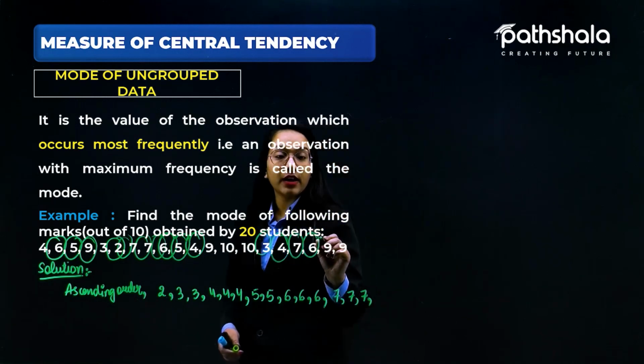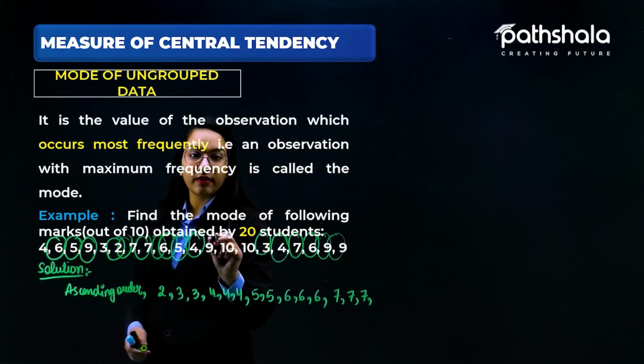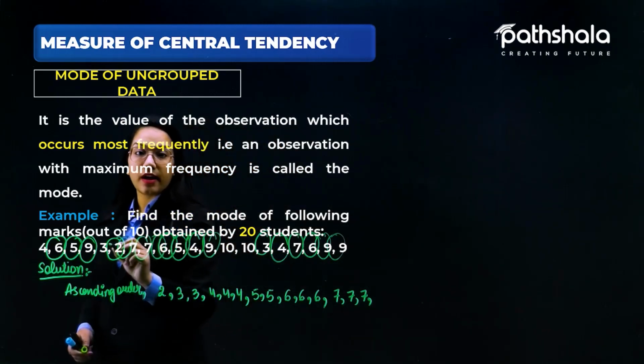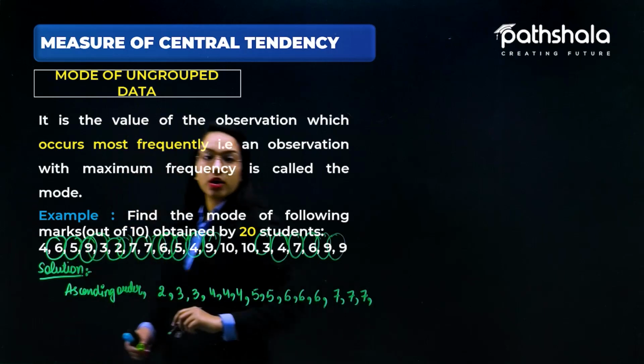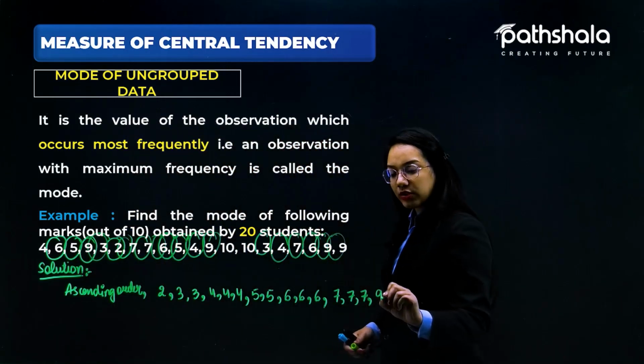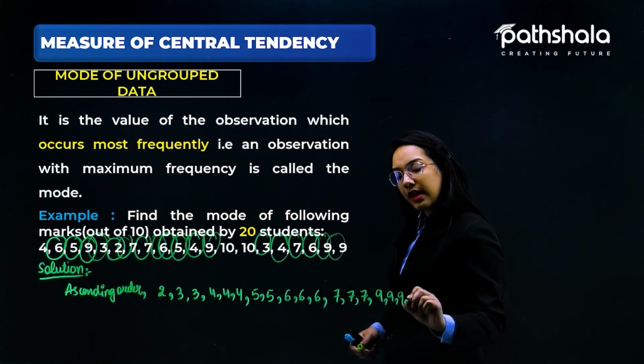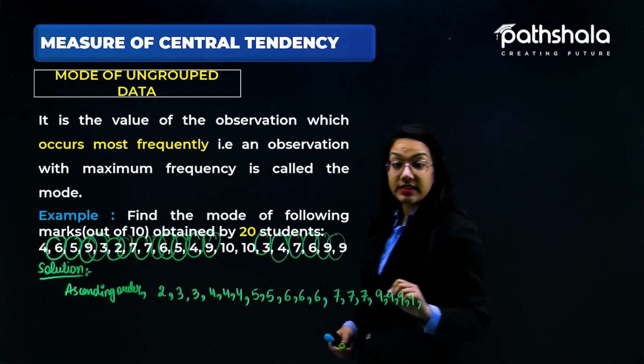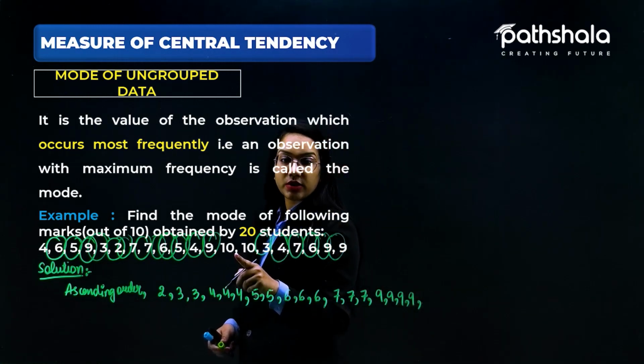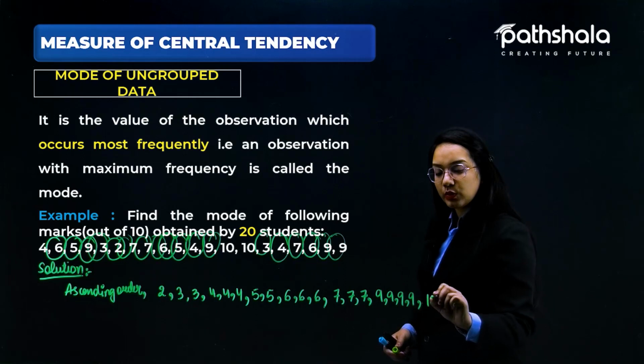Now let's talk about 9. As you can see, we have 9 once, twice, three times, and a fourth time. So 9 is actually coming 4 times. Let's see 10. 10 is coming 2 times, as you can see over here.